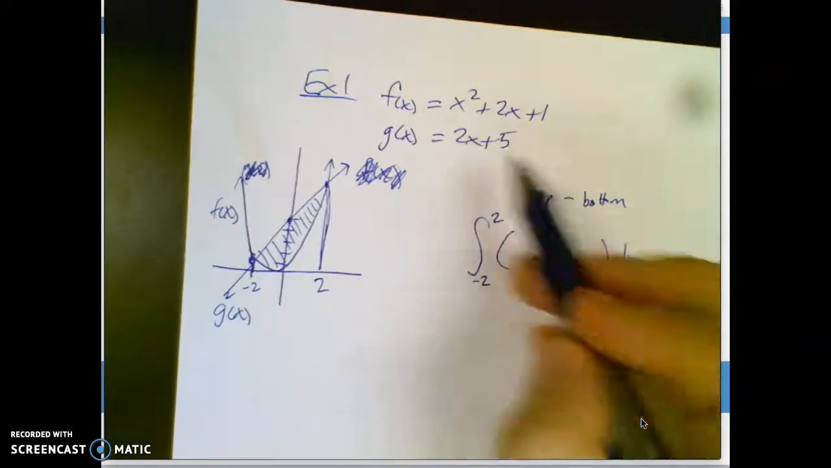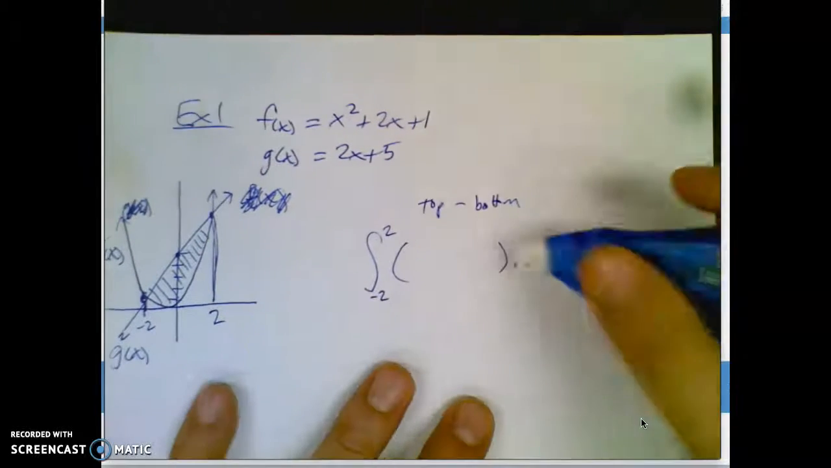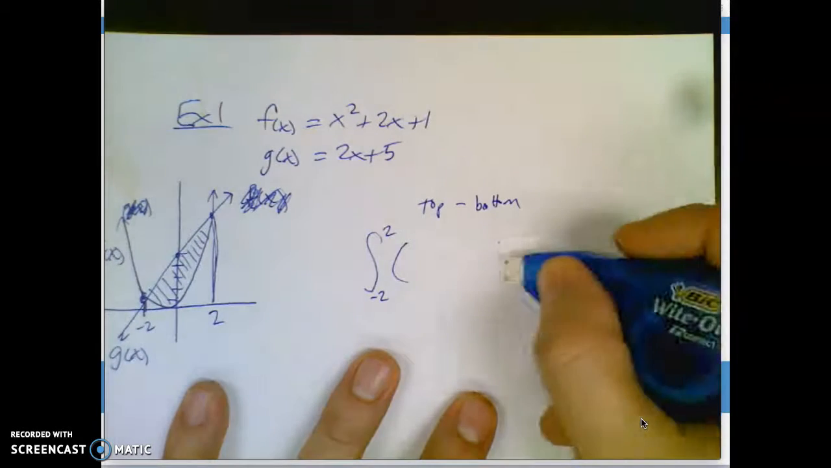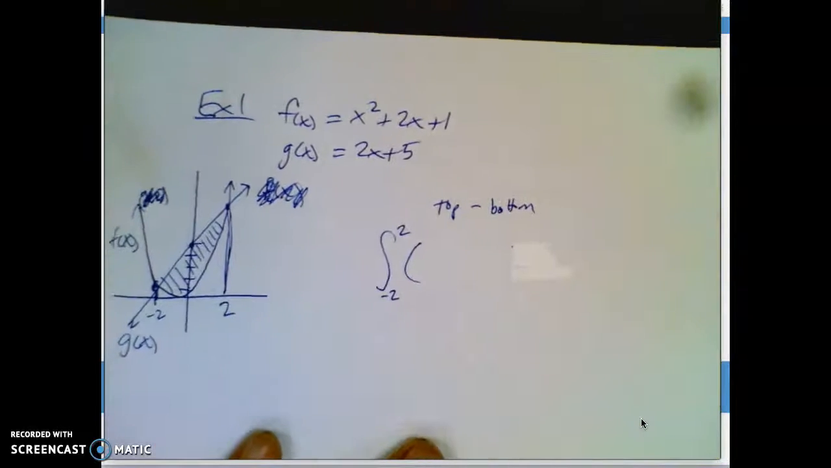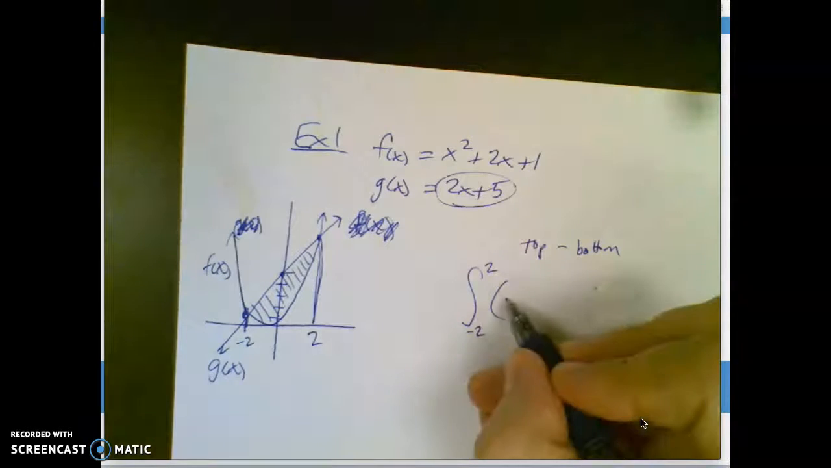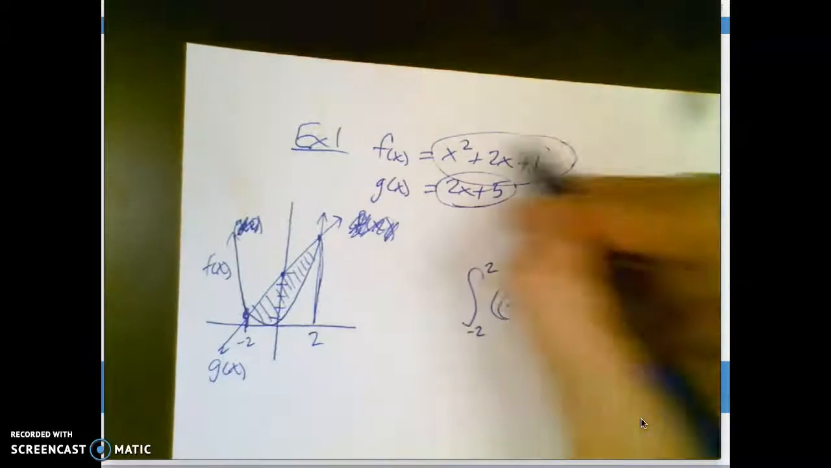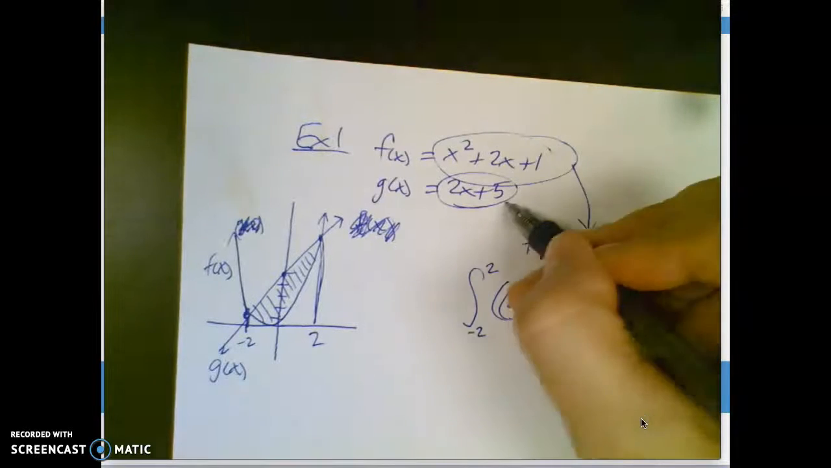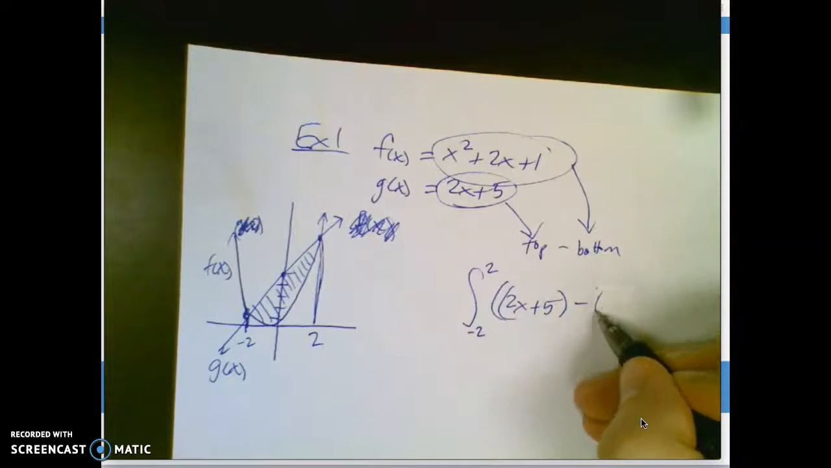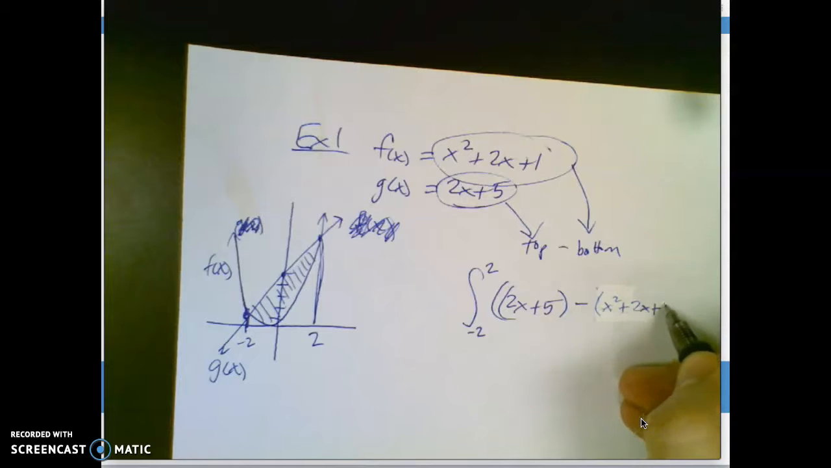Okay, which one of these graphs would you call the top the whole time? Oh, crap. I ran out of room. Hold on. There we go. Which one's on top the entire time? This guy. So I'm going to go 2x plus 5 minus the one that's on bottom the whole time, which is this guy. Right? That guy's the bottom, that guy's the top. So make sure you use parentheses here. If you don't use parentheses, you're going to get a problem wrong eventually.